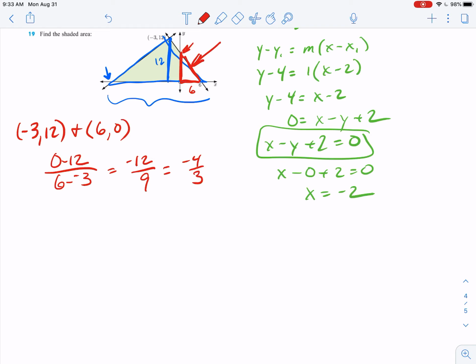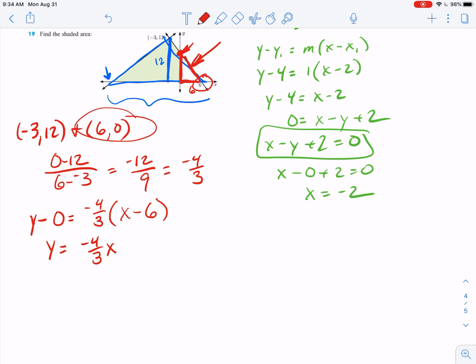Okay, so that's good information. So we can say, well, we want to know its y-intercept right here. So I'm going to say y minus the y, and I'm going to use this point to plug this in. I'm going to use that one because it's got a 0, and that makes life easy. So y minus the y value is equal to m, negative 4/3, times x minus the x value, which is 6. And so then this becomes y is equal to negative 4/3 x.